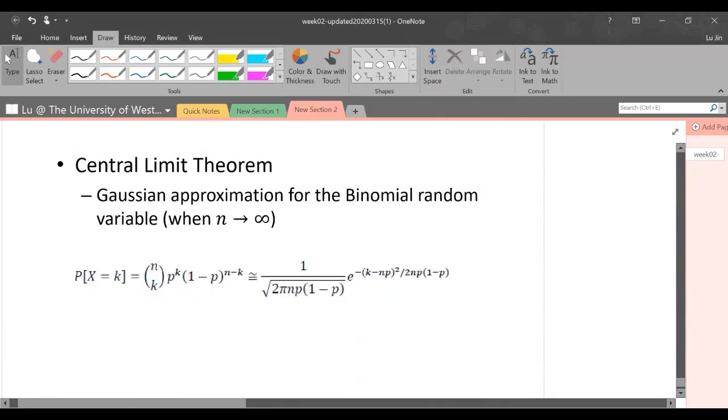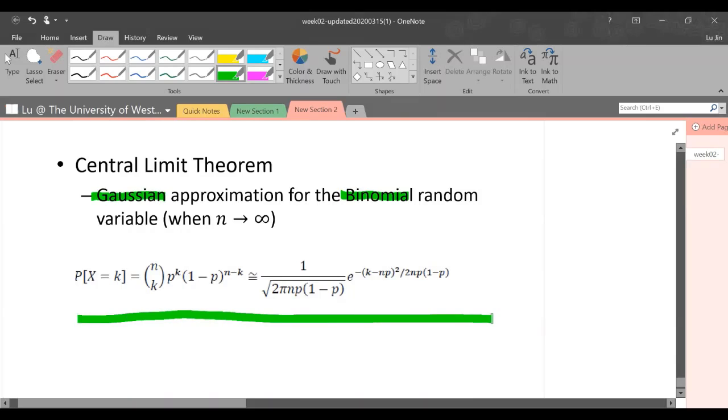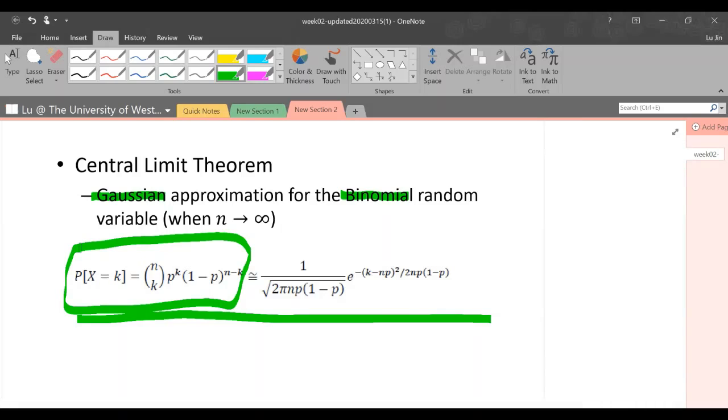So actually here we are going to talk about two different distributions. One is the binomial distributed random variable, and the other one is the Gaussian approximation. So at the bottom in this equation here, you can see we have two parts. This part is the PMF of the binomial distributed random variable. So we have learned that from our week 1, right? So you know this one.